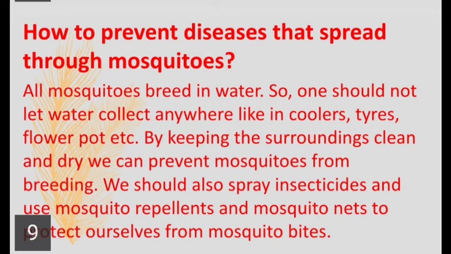How to prevent diseases that spread through mosquitoes? All mosquitoes breed in water, so one should not let water collect anywhere like in coolers, tires, flower pots, etc. By keeping the surroundings clean and dry, we can prevent mosquitoes from breeding. We should also spray insecticides and use mosquito repellents and mosquito nets to protect ourselves from mosquito bites.